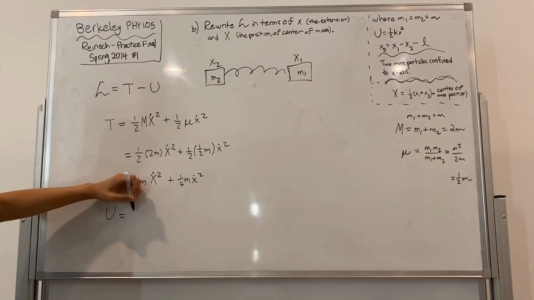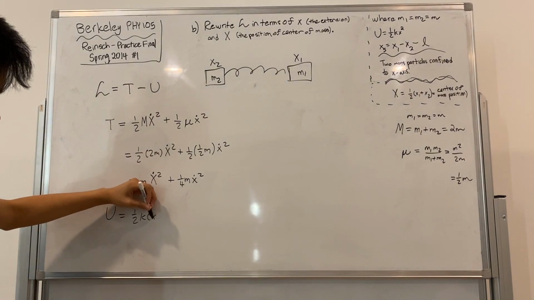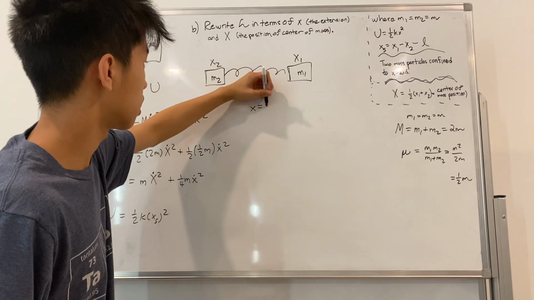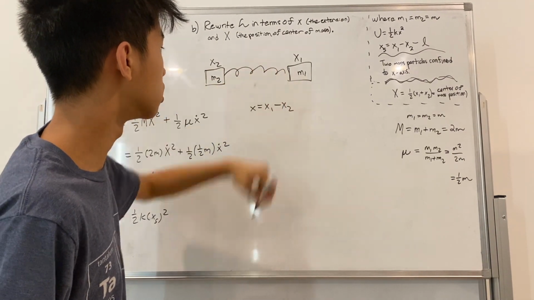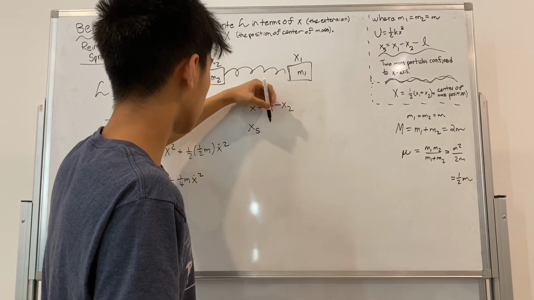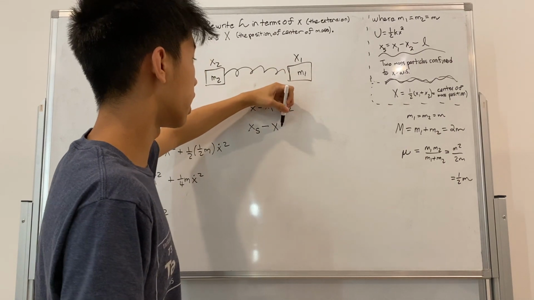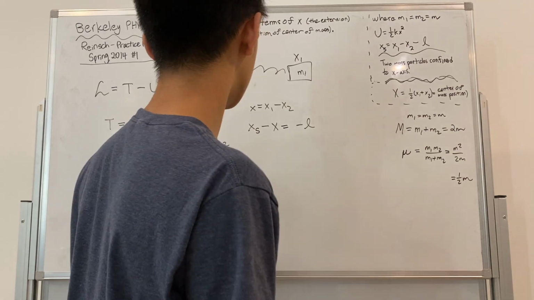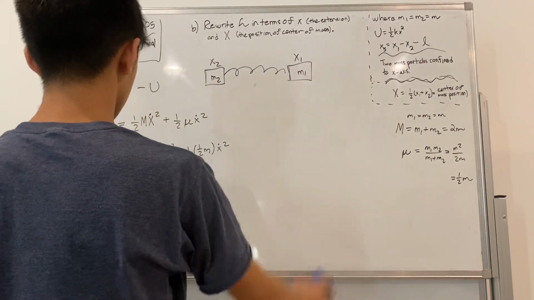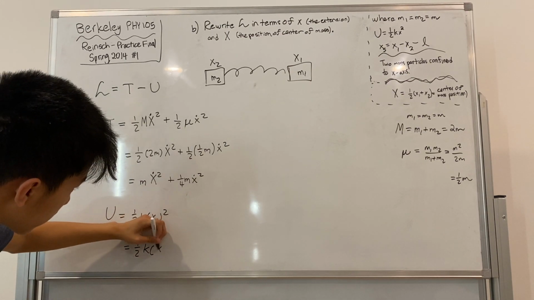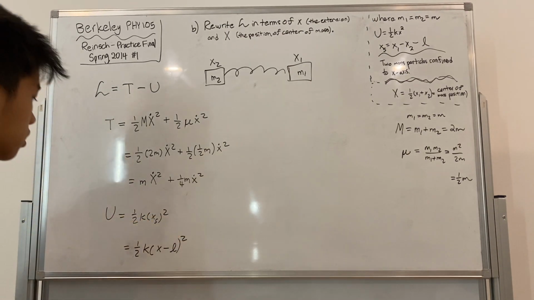So U is still 1/2 k xs squared, but we have to write it in terms of the relative coordinate x, which is x1 minus x2. So we know that the only difference between xs and x is the L, negative L. So we know that xs is equal to x minus L, squared.